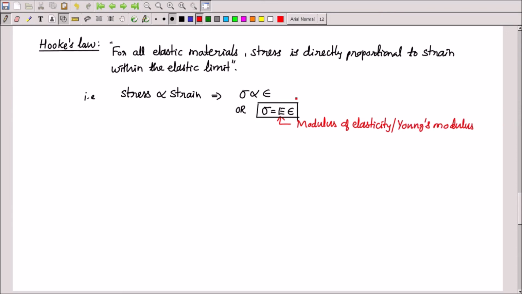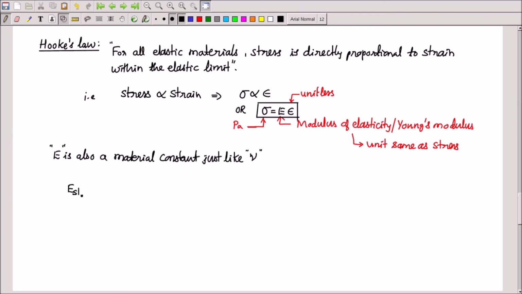What is the unit of strain? This is unitless. What is the unit of stress? Pascal, megapascal, or whatever. So Young's modulus will have the same unit as stress. Now this Young's modulus is very important for engineers because this is also a material property. I said Poisson's ratio, the ratio of lateral strain to longitudinal strain, is a constant, it's a material property. Similarly, Young's modulus is also a material property. It depends on the material.